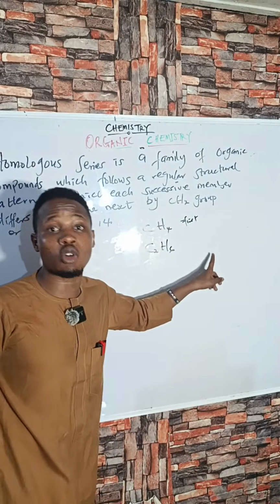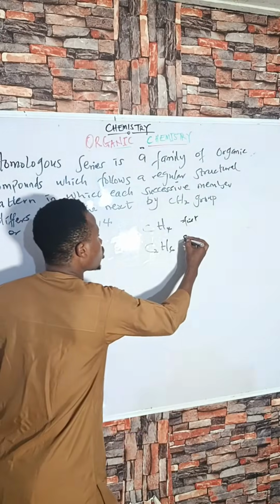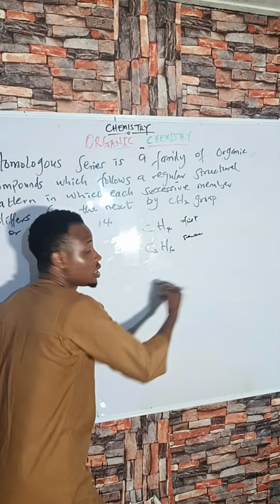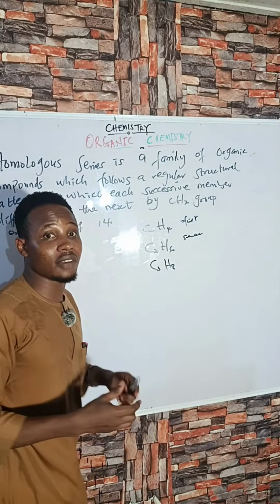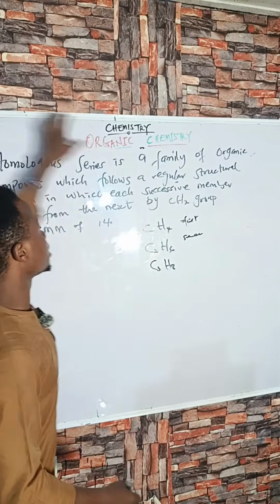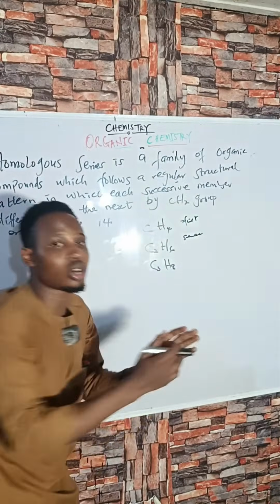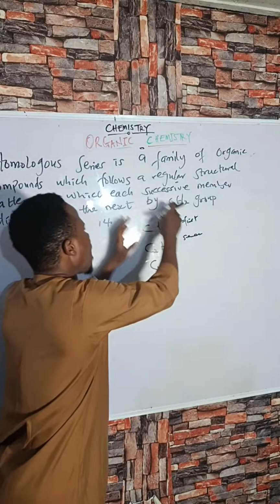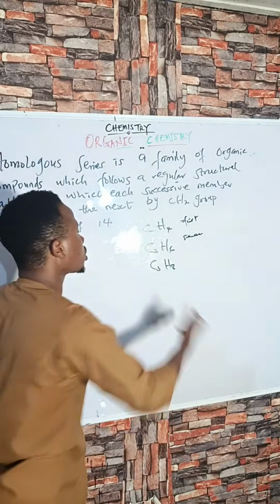So this is going to be the second born. The difference between the first born and second born is CH2. So the third born in this case will also increase by CH2. So it becomes C3H8. So that is the definition: it is a family. All of them are in a family. They follow a regular structure. What regular structure? Each member in that family differs from the next by what? CH2.